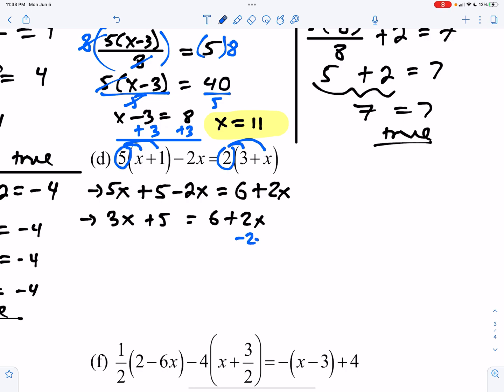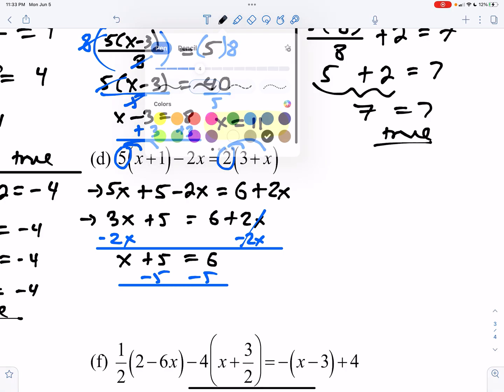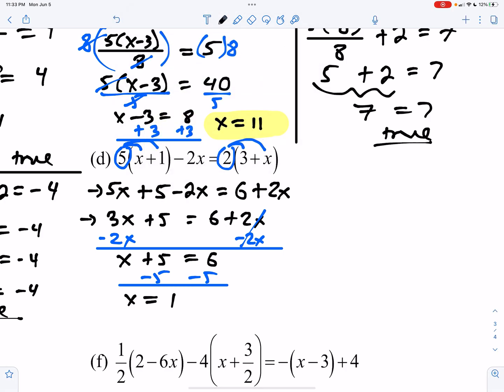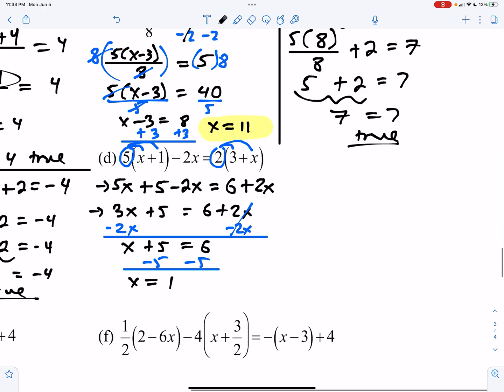So I'm going to bring the 2x over here with 3x because those can add or subtract. And 3x minus 2x is 1x, or x. So x plus 5 equals 6. And then the last step, we're going to go ahead and subtract the 5. And we can see x equals 1, or presumably x equals 1. Let's check the work and find out.